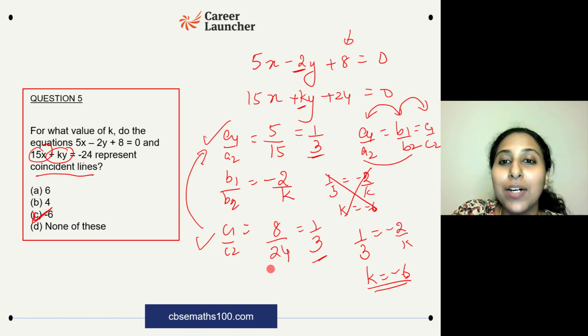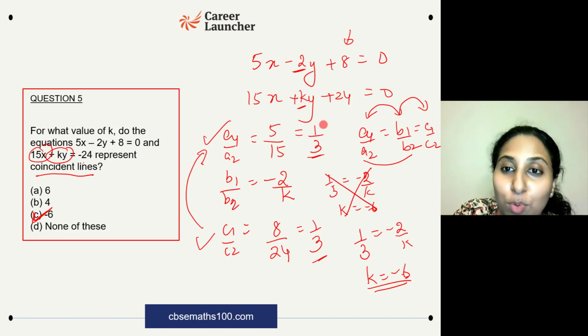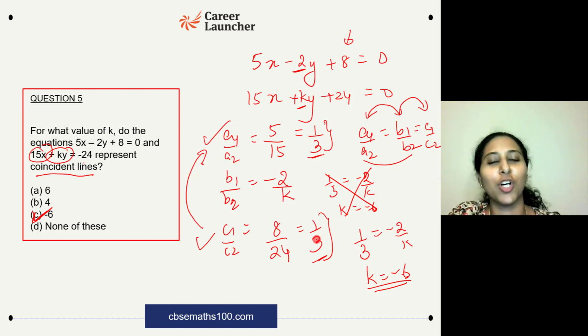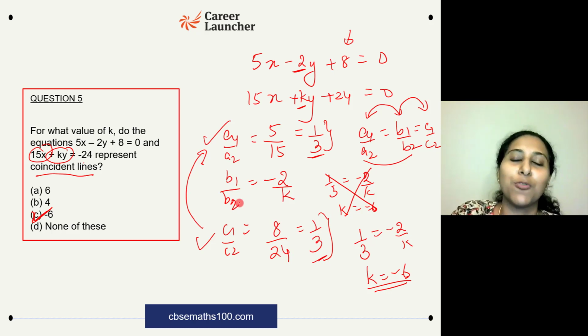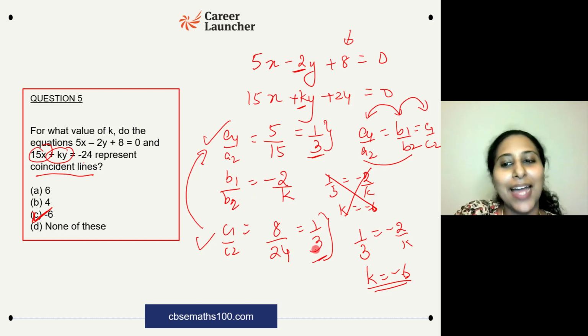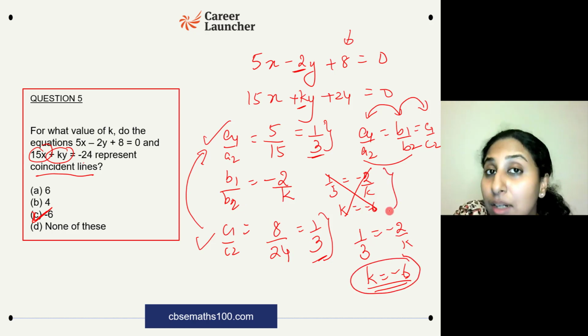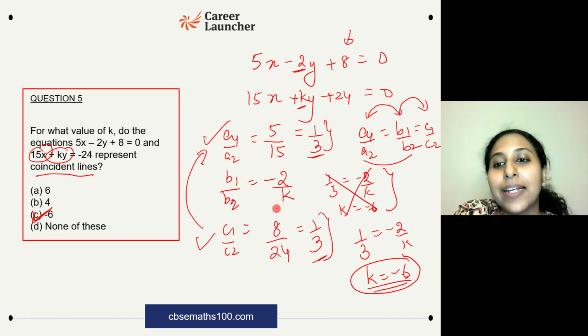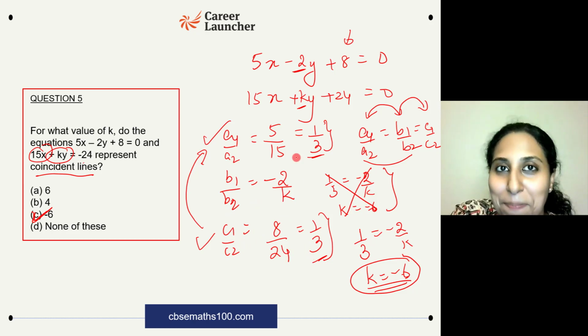In this case, however, we found that a1 by a2's value is matching with c1 by c2. All we had to make sure was that b1 by b2 also matches this value. And hence we get k is equal to minus 6. I crossed it out here earlier to reiterate the fact that you should not directly calculate k over here without verifying whether c1 by c2 is the same.